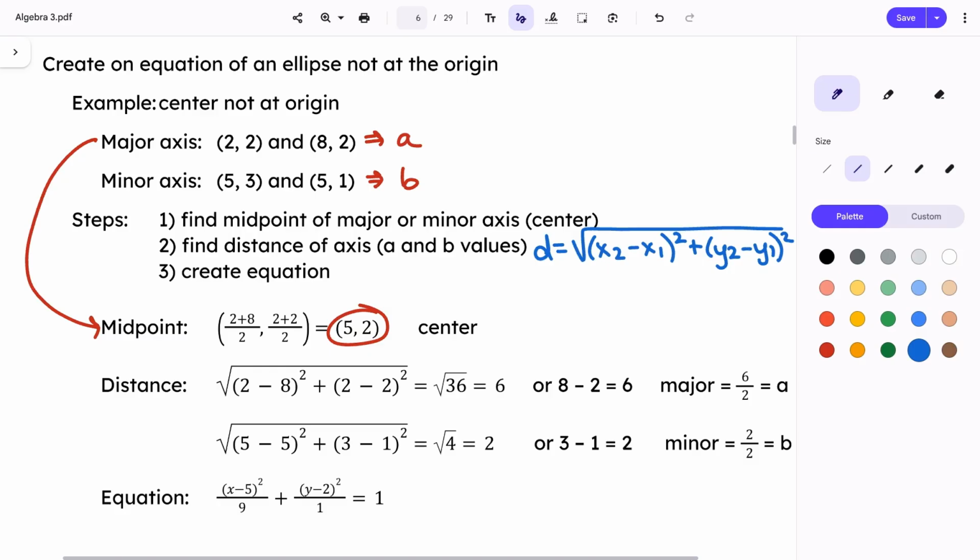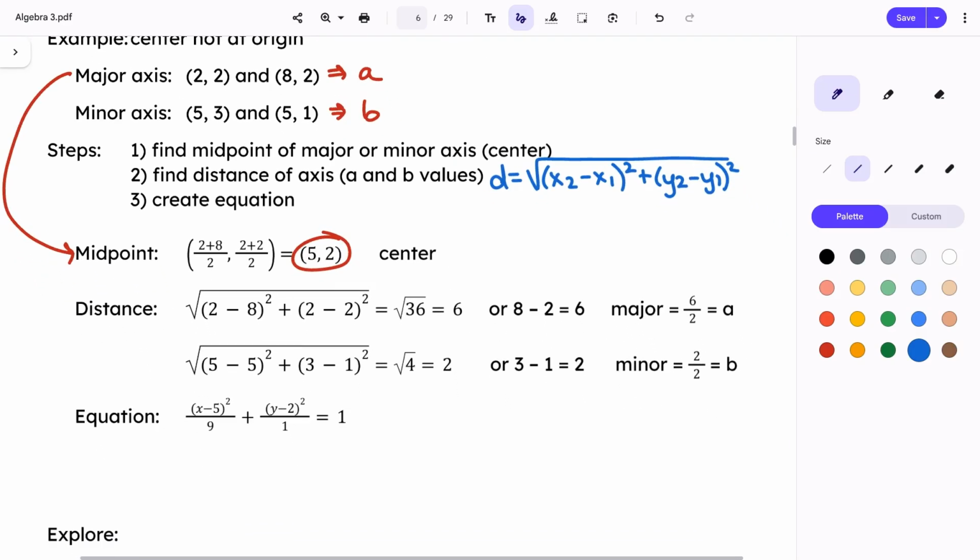You can't measure things in a negative way, so distance is always positive. And so they're showing you down here how they did that for both the major and the minor axis. Now the top one is using the major axis points. So that's here where it says like 2 minus 8 squared. And then directly underneath that, they're doing the minor axis points. They're just plugging it into the distance formula and they're just chugging along.